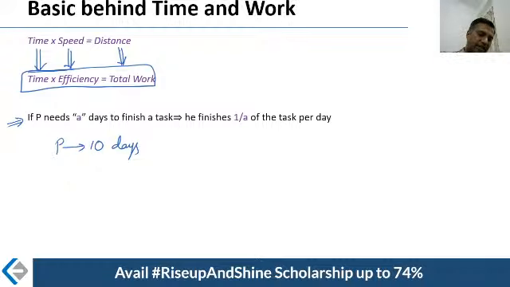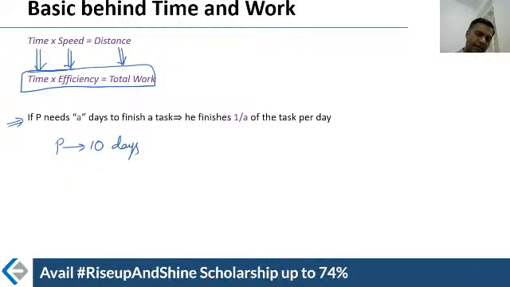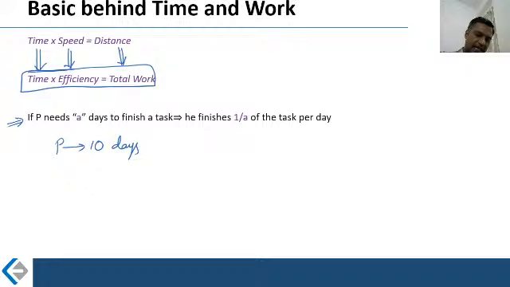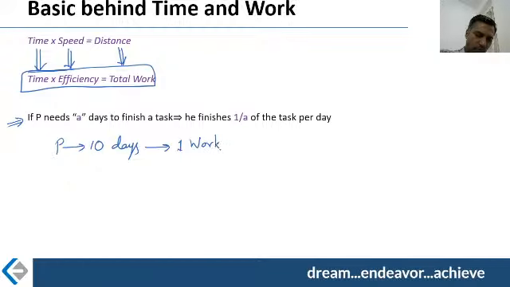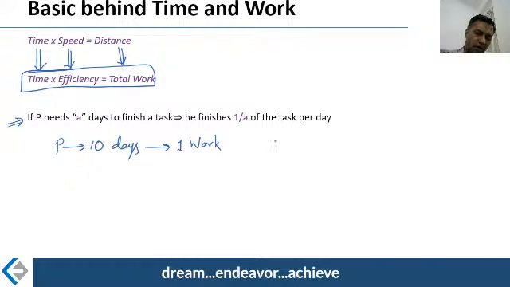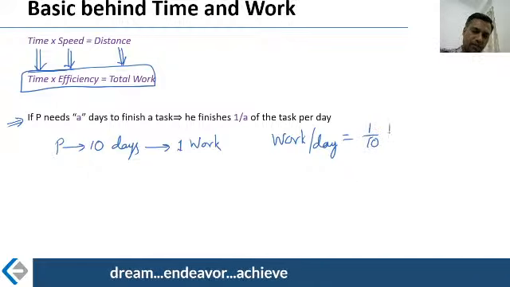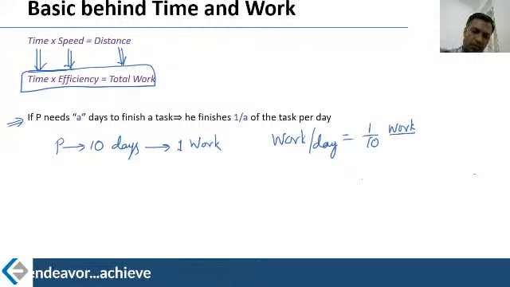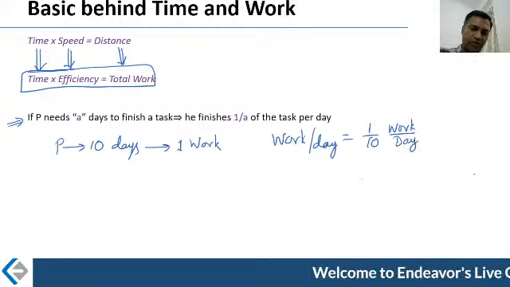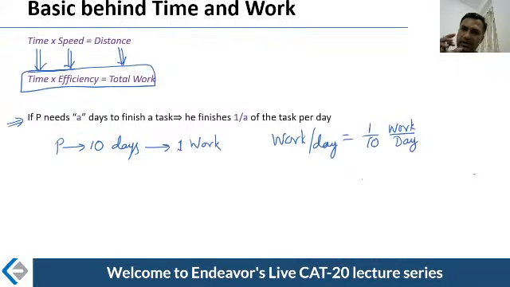What does it mean? Every day, what is the amount of work P can do? P takes 10 days to complete one full project. Therefore, what is the work per day? That is called efficiency. Work done per day is also called efficiency. So the work done per day is nothing but 1 by 10th of the work per day. This guy is able to accomplish 10% of the work per day. This is the efficiency.